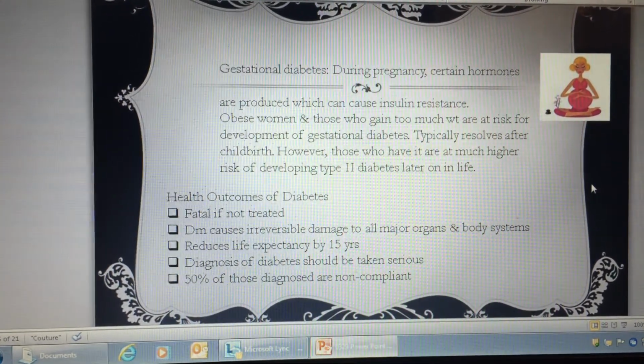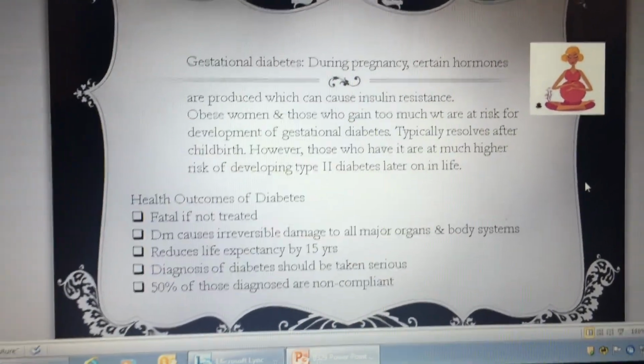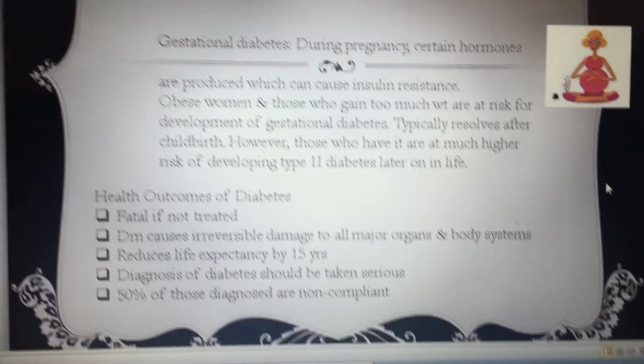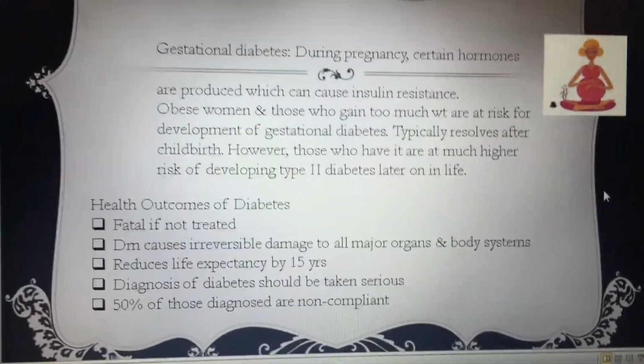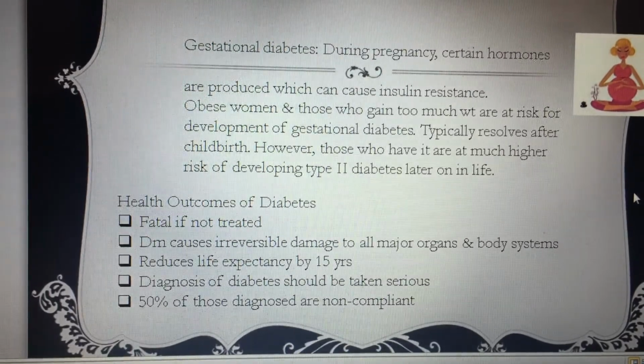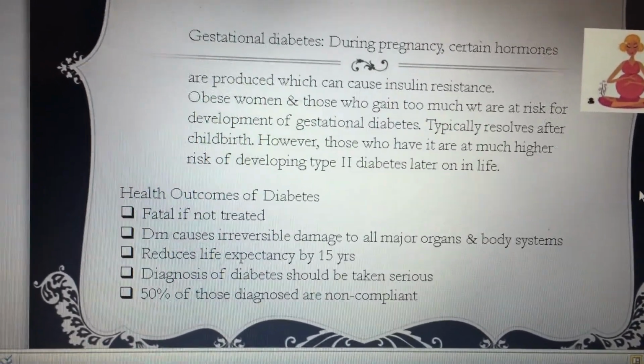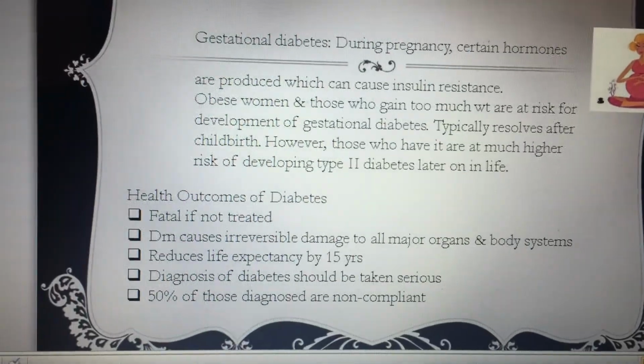Health outcomes for diabetes is plain and simple. It is fatal if not treated. Diabetes causes irreversible damage to all major organs and body systems, reduces the life expectancy by 15 years. Diagnosis of diabetes should be taken seriously, and 50% of those who are diagnosed are non-compliant.